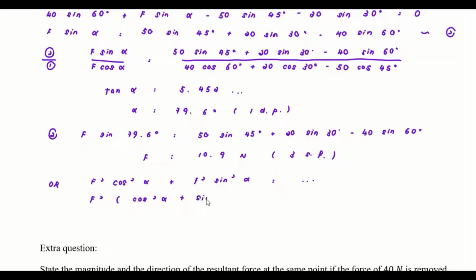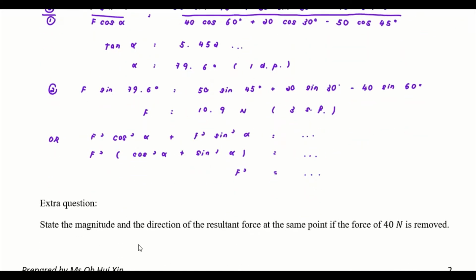So sine square alpha and cos square alpha, we know that it will actually give us 1. So that's why f square will be just equal to whatever you try to square here. Okay, so if let's say you don't want to do tangent and you want to find f first, then this is what you can try to do. Okay, so let's look at the actual question here.